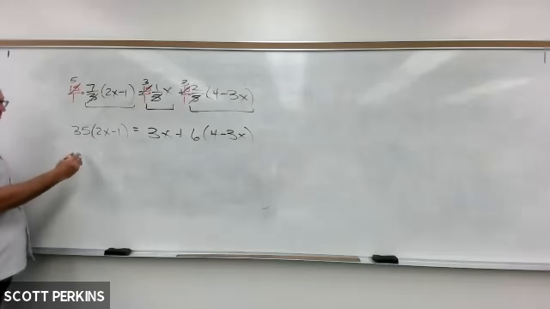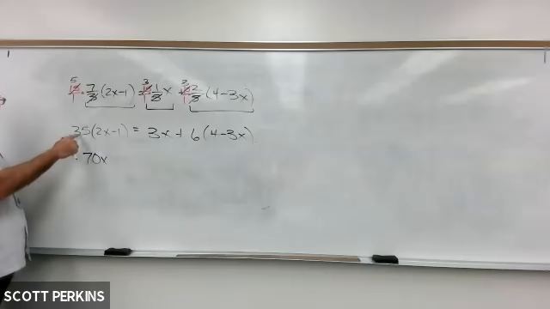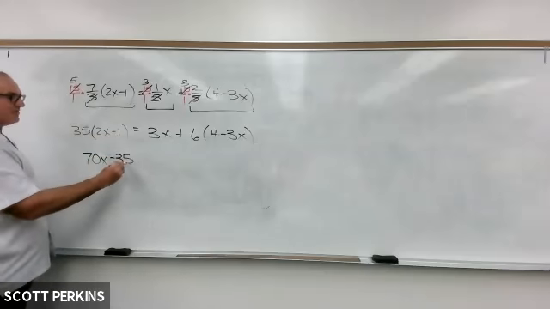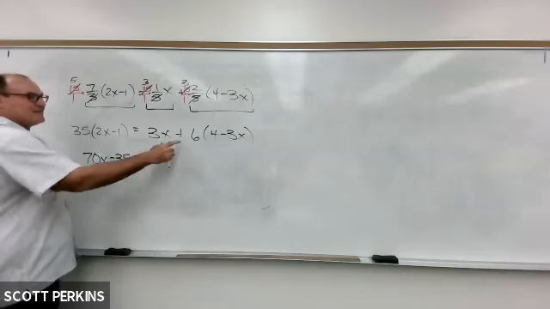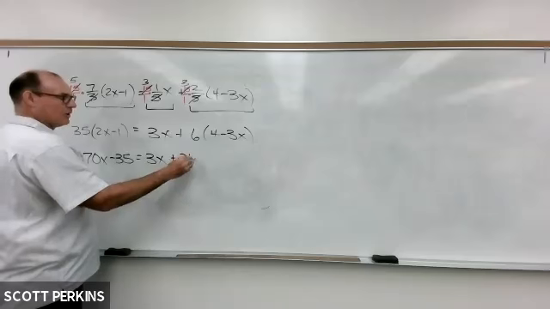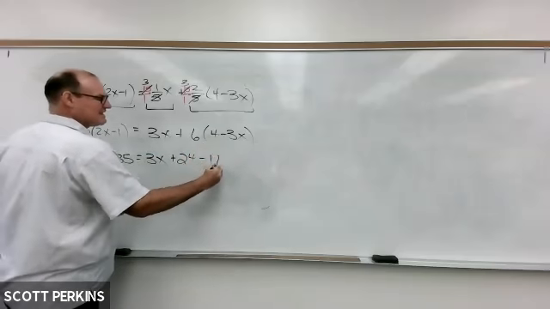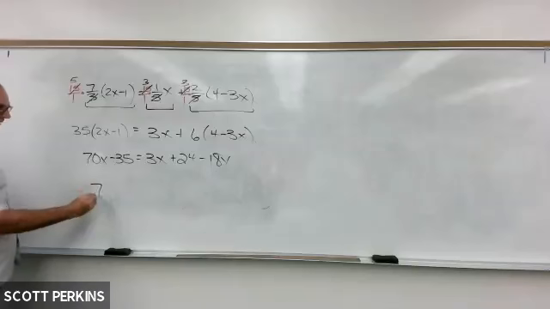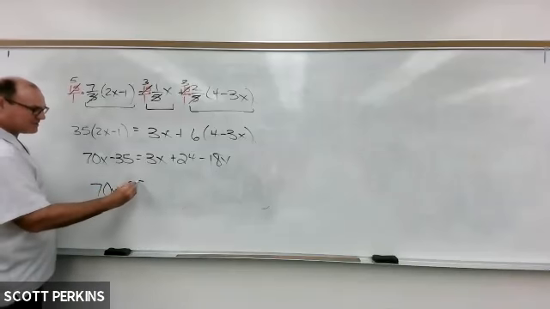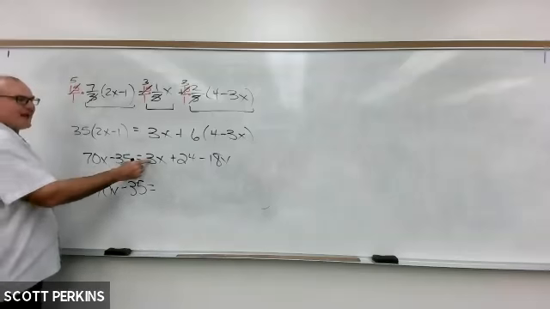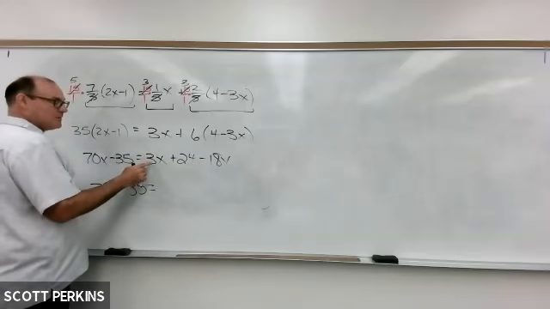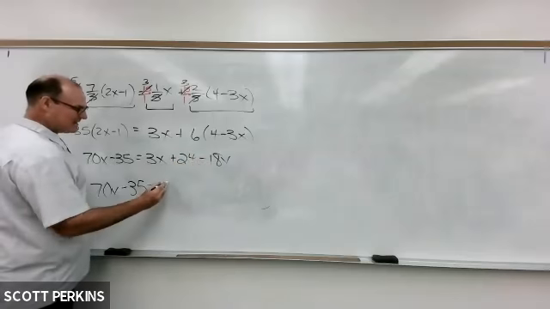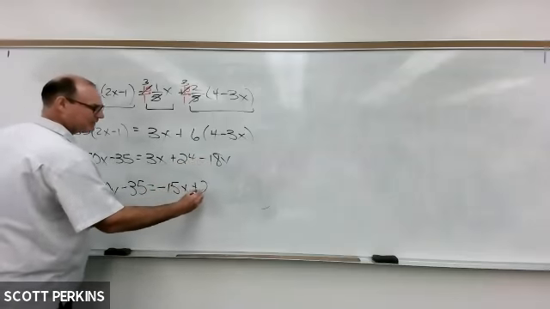So 35 times 2x is 70x. 35 times negative 1 is negative 35. On the other side, 6 times 4 is 24. 6 times negative 3 is negative 18x. I've got a couple like terms, so I'm going to go ahead and take care of that. On the left, there's no like terms. The left is waiting patiently. 3x minus 18x is negative 15x.